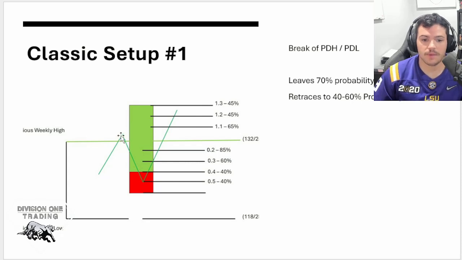So you can see we went up there. We did not tap the 65%. It pulls back. We find a setup in there, small break of structure on the 1 minute, however you'd like to do it. Then it extends higher. You just have to make sure that that extension has 65, 70% probability. And then your setup would just look like that.